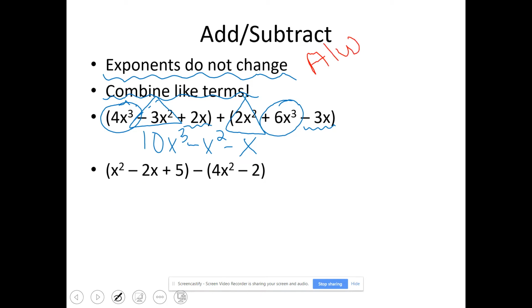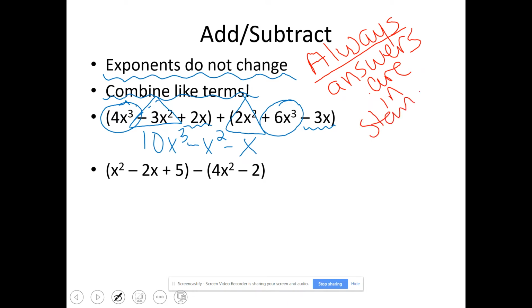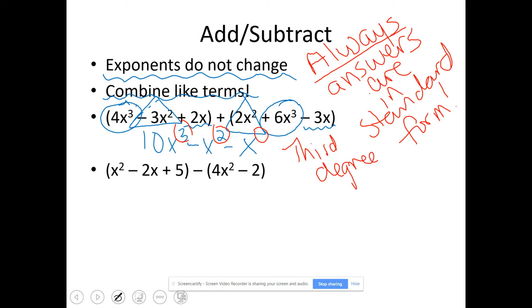We're going to always make sure that our answers are in standard form. So this goes from the third power to the second power to the first power. We're in standard form. This is good. This is a third degree polynomial, and our leading coefficient is 10.